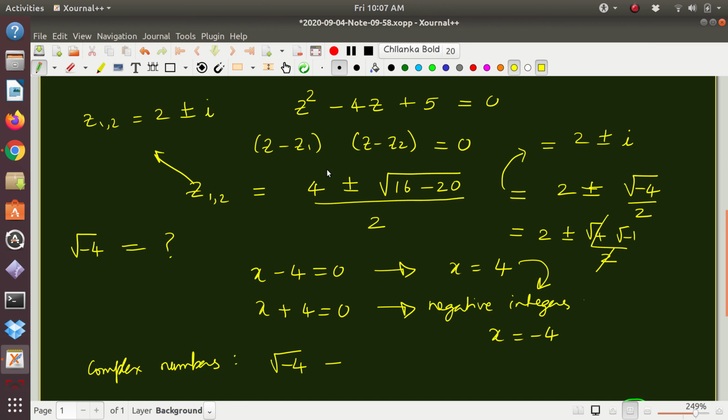Because we are able to now generalize our notion of square roots to even negative numbers, we are able to write it. Okay, so now let's take a new sheet.